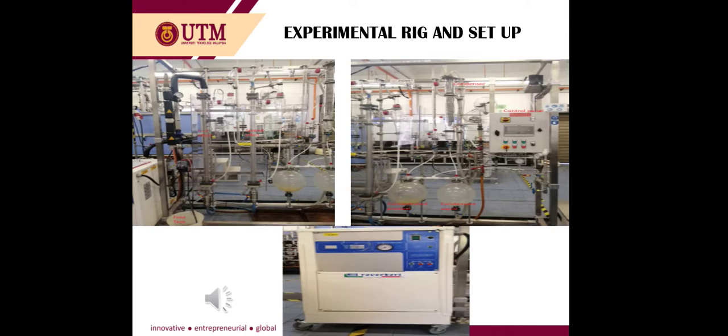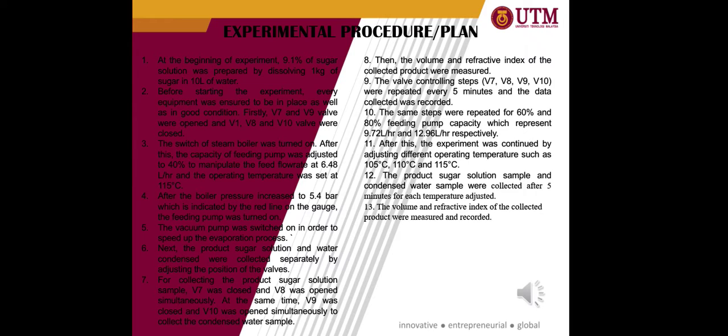Next, we have the experimental rig and setup. The experimental process is set up as shown, with the different equipment and apparatus needed for the process. The experimental procedure and plan for the step-by-step process to conduct the experiment is explained below. First, we begin by preparing about 10% sugar solution by dissolving a kilogram of sugar in 10 liters of water.